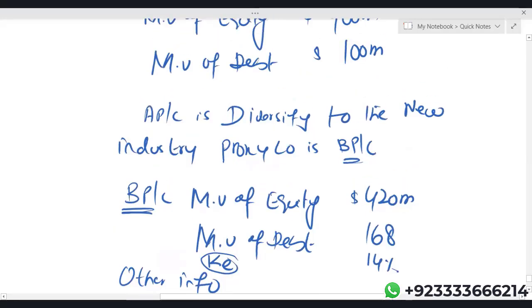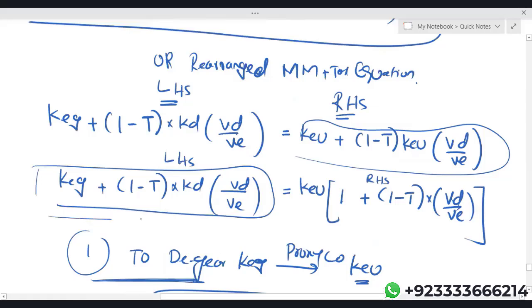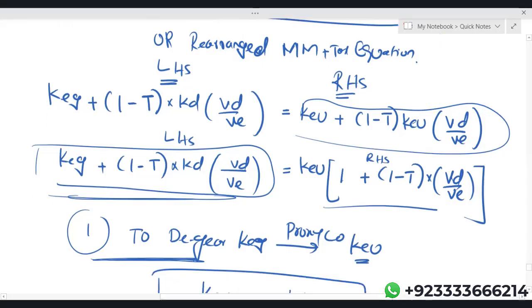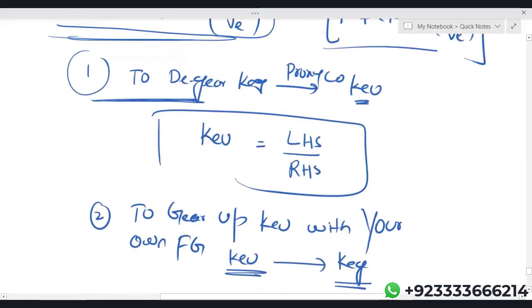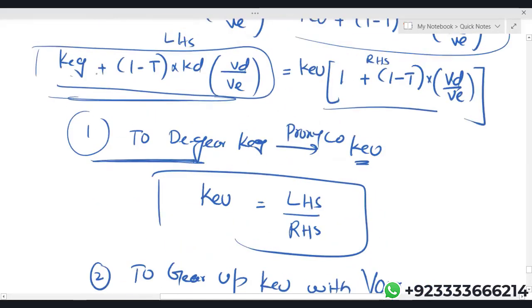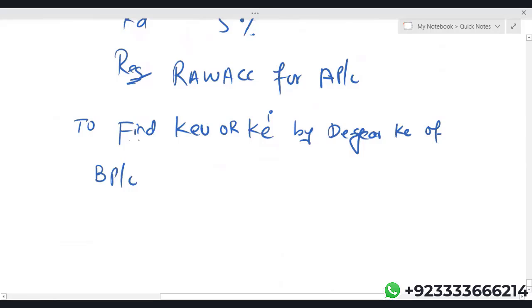Now come here. We'll be using this formula. There's no need to write the formula while solving the question because this formula will be given to you in the exam. Left hand side and right hand side. We'll take KEG (1 minus tax) KD VD upon V, to find KU or KEI number by de-gearing the KE of BPLC.